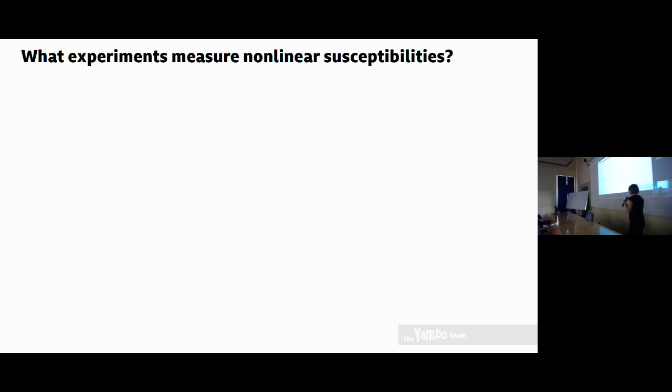Okay, so how are these nonlinear susceptibilities measured?